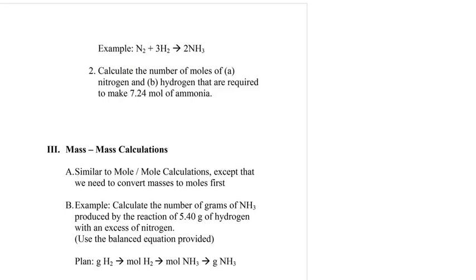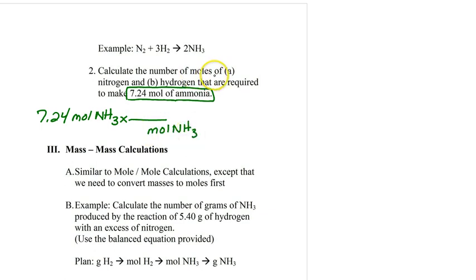So here again, using the same balanced equation, let's do another type of calculation. So we're going to calculate the number of moles of nitrogen. So when we're given 7.24 moles of ammonia, I'm going to box that in. That's my given. Always start by writing that out. So we have 7.24 moles of ammonia, and I'm going to go from moles of ammonia. And I want to calculate first, so this would be letter A, my number of moles of nitrogen.